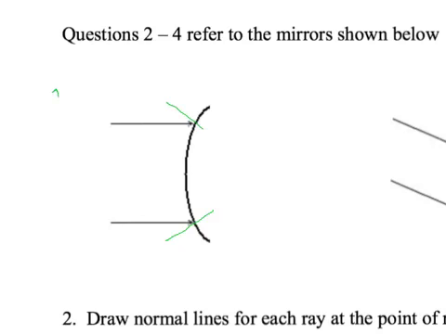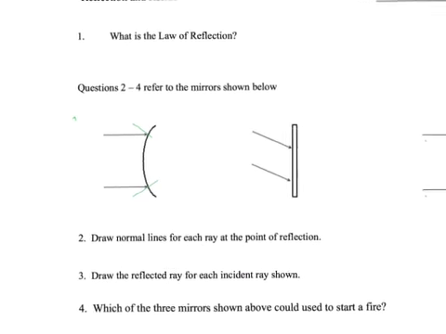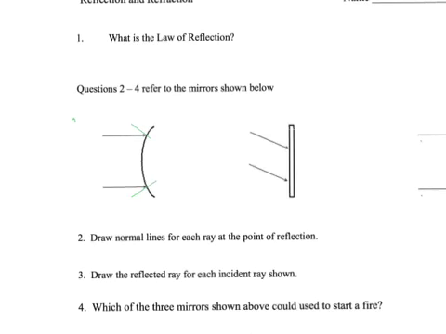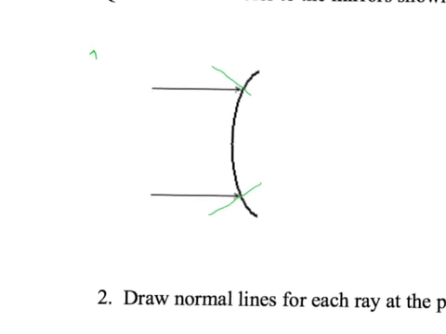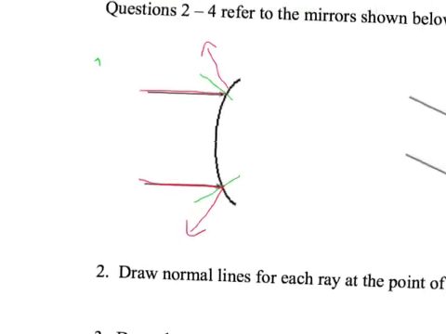The next thing I'm asked to do is draw the reflected ray for each one. Well, I'm just going to do it one at a time. So now I'm going to draw the reflected ray for this one. So, angle of incidence is going to equal angle of reflection. Angle of incidence is going to equal angle of reflection. Let's go on to the next one.